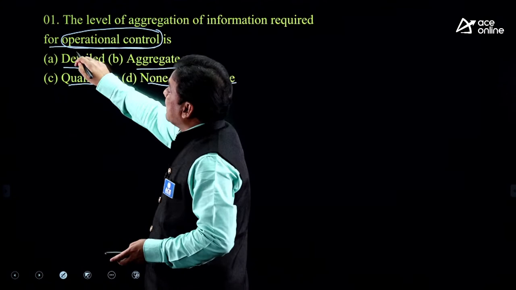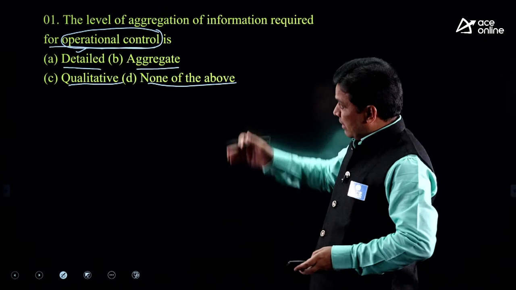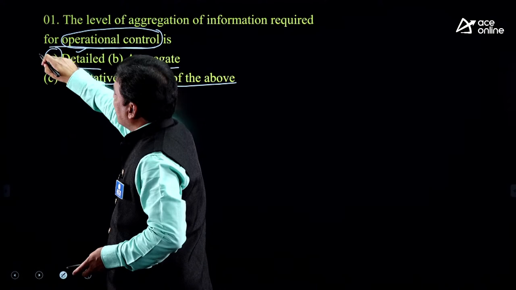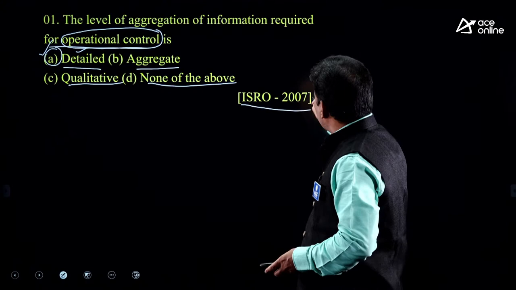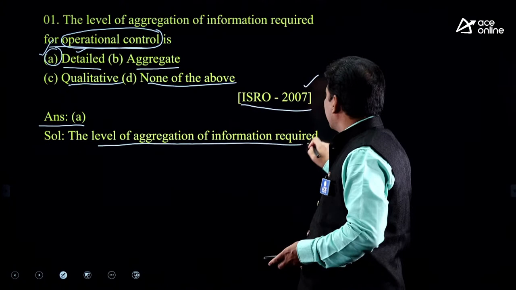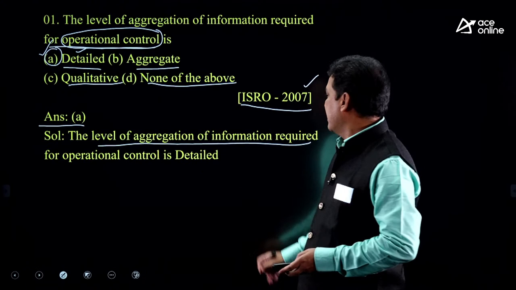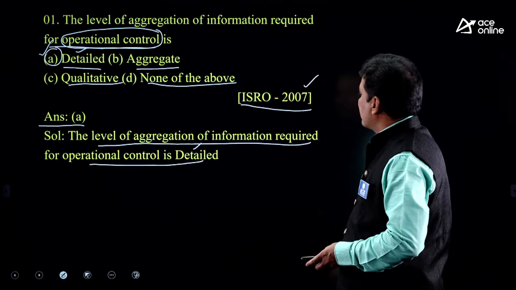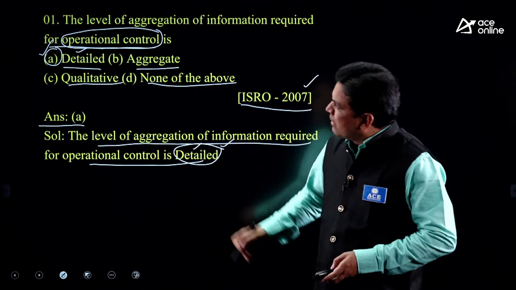The answer here is detailed. A detailed level of aggregation of information is required for operational control. So the answer is detailed. A is the answer for this particular question. This question was asked in the year ISRO 2007. So the answer is A. So detailed information is required for operational control. So this is the first question which was asked in the year ISRO 2007.